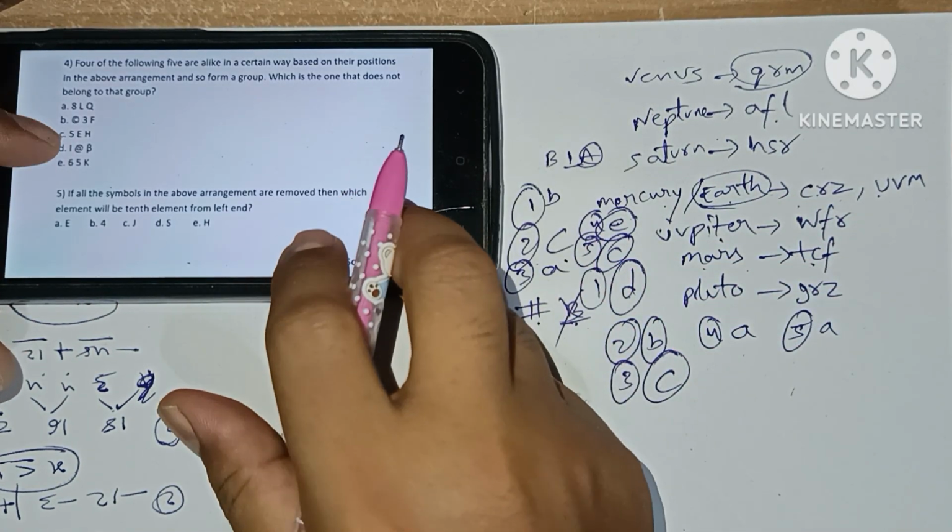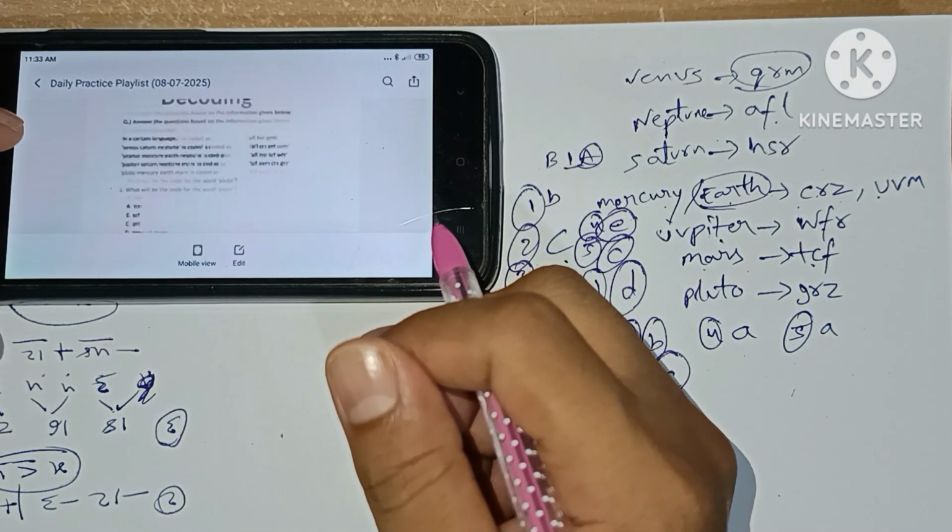By this we have completed today's daily score booster questions of reasoning.